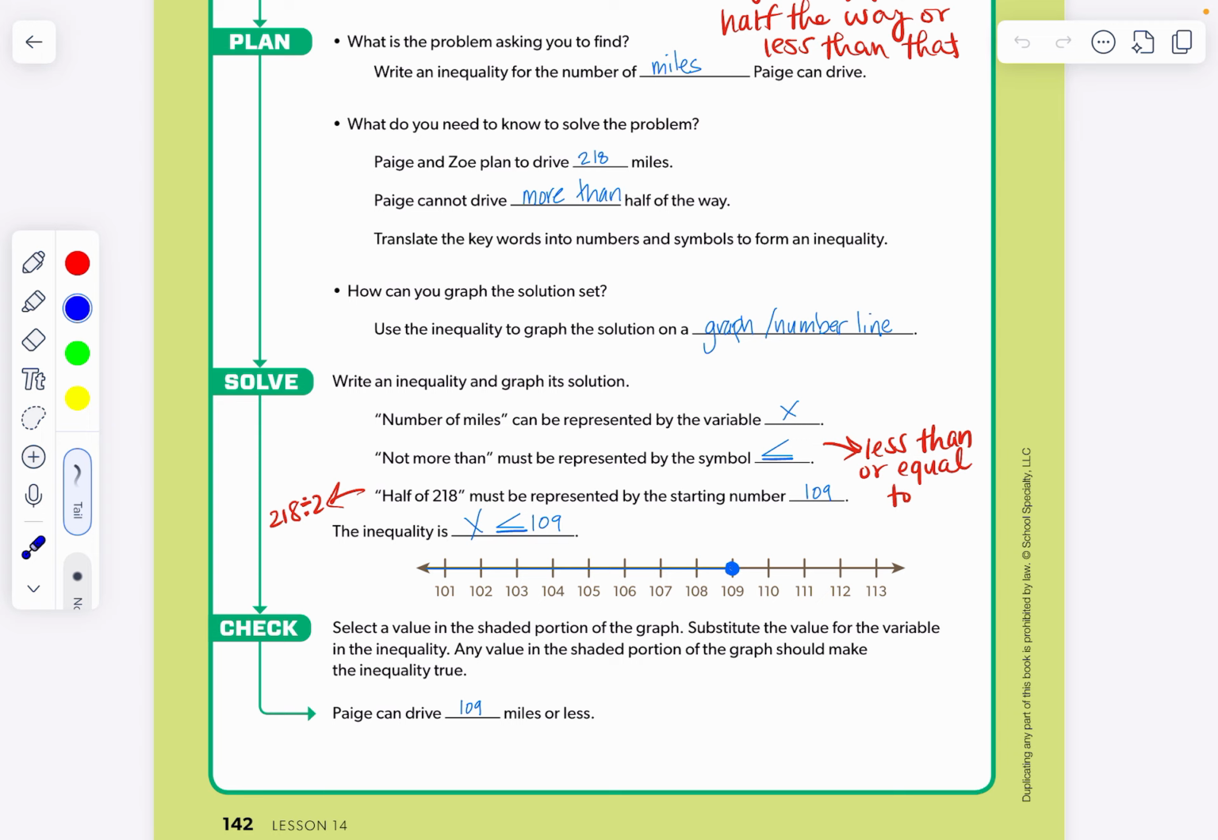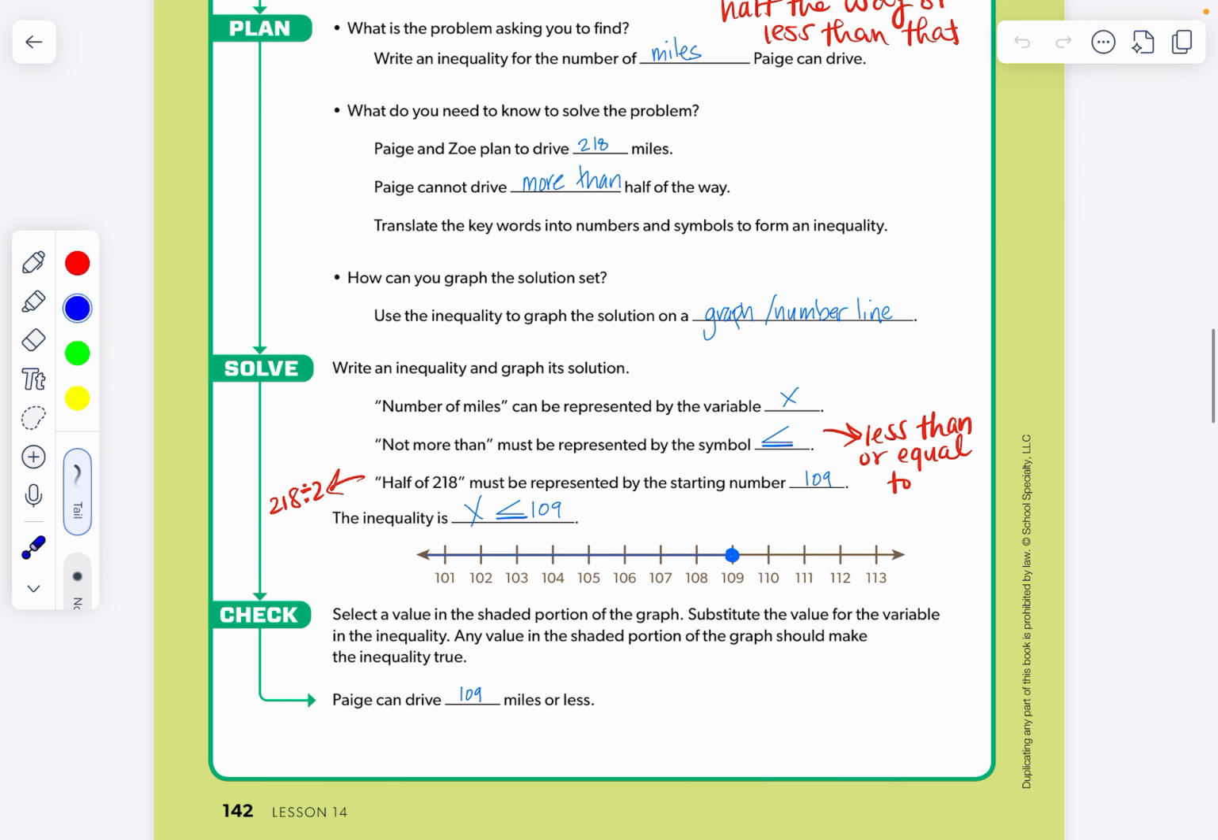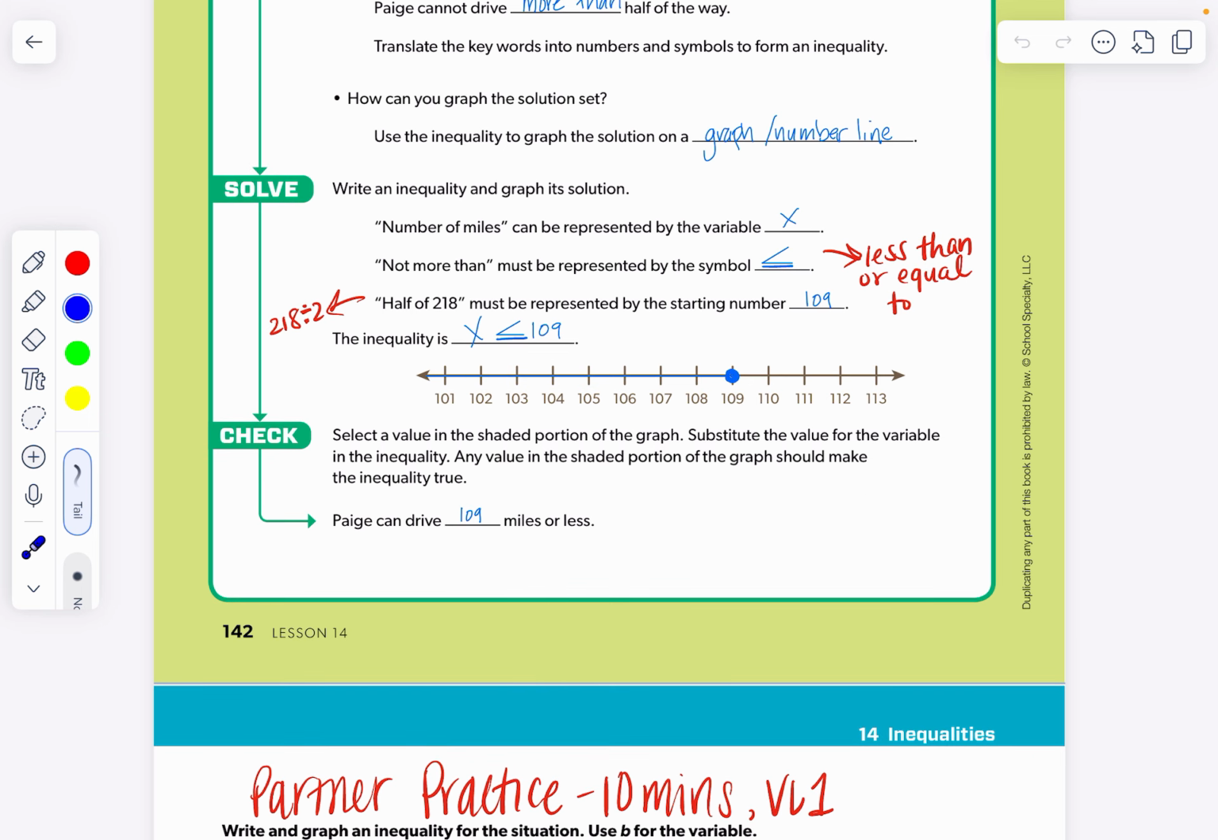So some students, based on the turn and talk that they had, should be able to come up with an inequality statement. It says use the inequality to graph the solution on a number line, right? Write an inequality and graph its solution. Number of miles can be represented by the variable x. Some students may want to use m for miles. It doesn't matter as long as we're using a variable as a placeholder. And then now we're talking about that language of not more than.